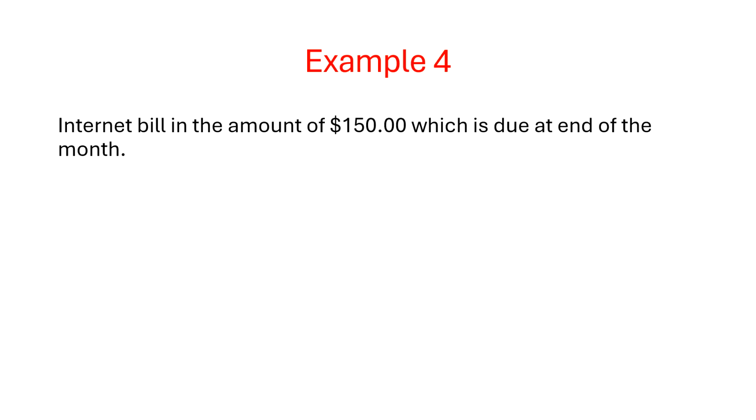Example 4. Internet bill in the amount of $150, which is due at the end of the month. This is another liability, but what type of liability is it? You guessed it, it is a current liability. Current liabilities are obligations due within 1 year of the operating cycle.